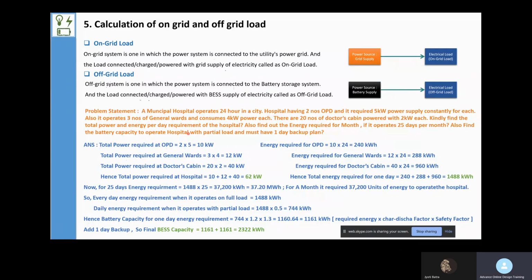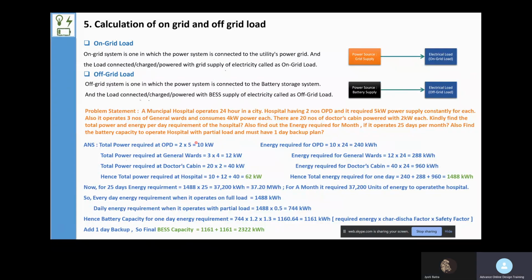Second, also find out the energy required for a month if it operates 25 days per month. The third point, also find the battery capacity to operate the hospital with a partial load and must have one day backup plan.